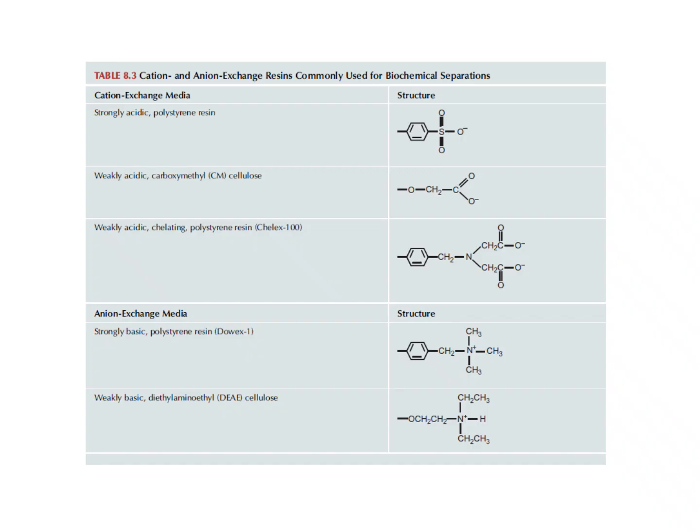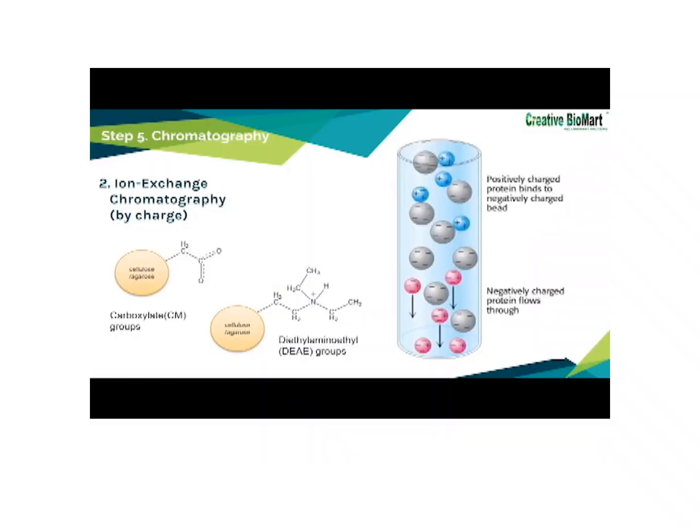So we have polystyrene, CM cellulose, and Helix 100. You see the negative charge, negative charge, negative charge. And anion exchange media are the basic resins. So we have DEAE with positive charge, and then we have the polystyrene resin. These two are positive charge, so they are anion exchange media. And now we are going to watch the video about ion exchange chromatography.